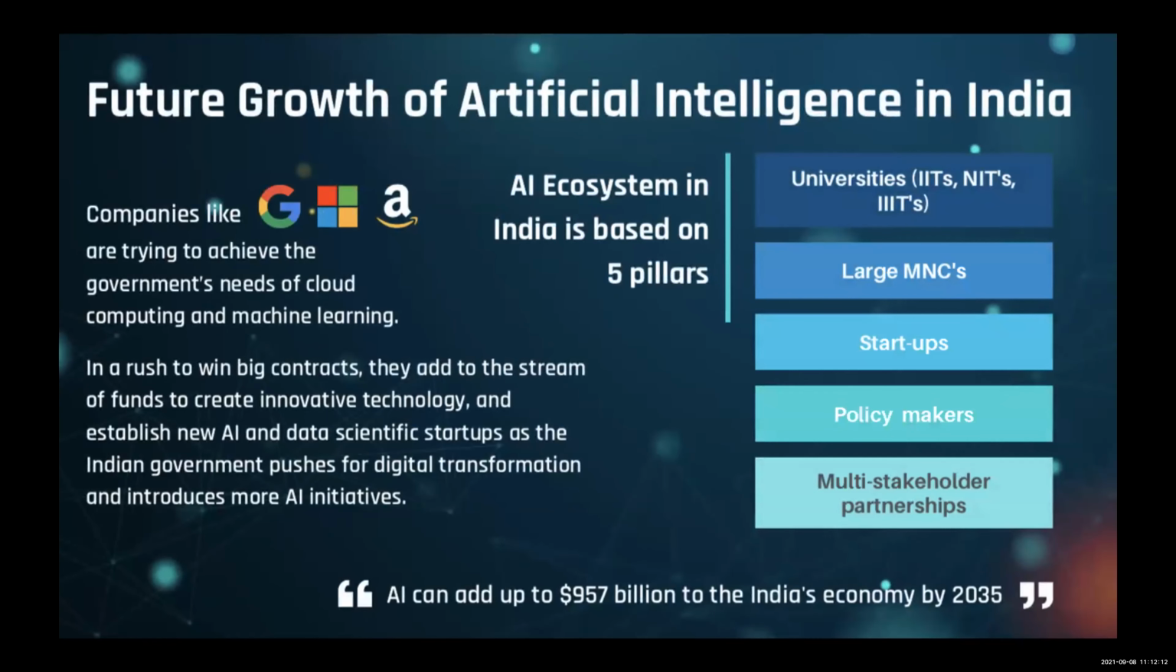Okay, so now we will be looking at the future growth of artificial intelligence in India. The AI ecosystem in India is based on 5 pillars: universities, large MNCs, startups, policymakers, and multi-stakeholder partnerships. Since we have a large working force, the government of India would like to include all the necessary subjects to learn AI right in the curriculum, so that these students further rise, go to appropriate institutions, and develop the technology even better, competing with the entire world.